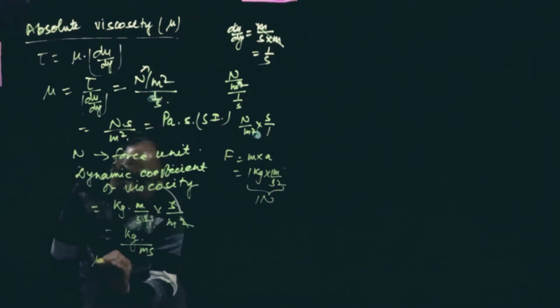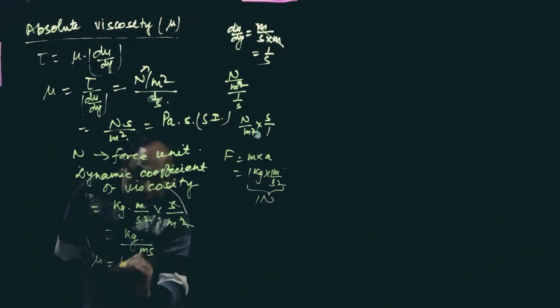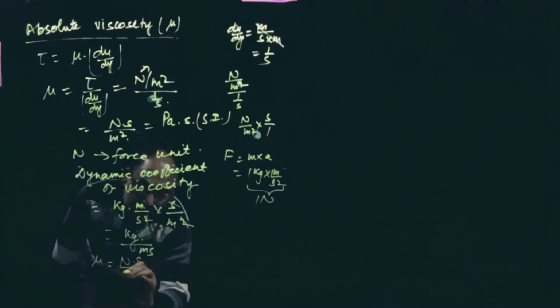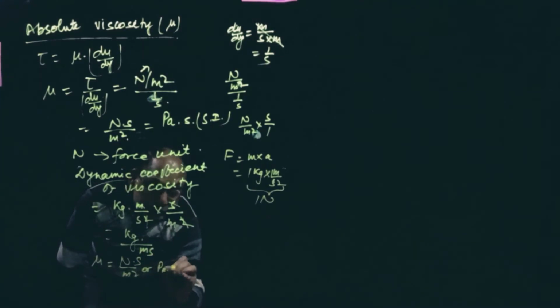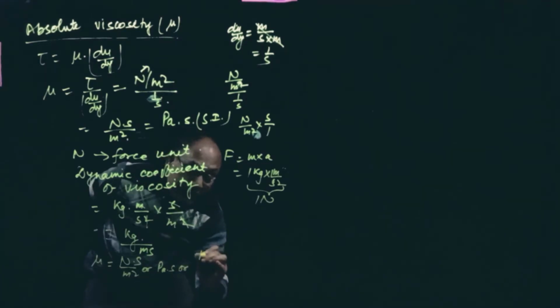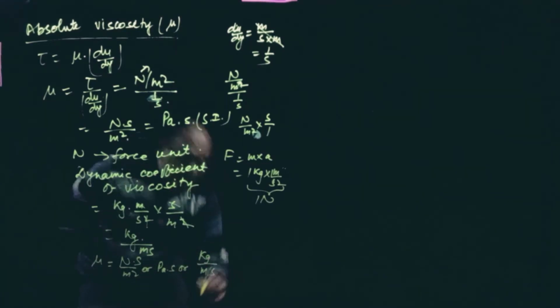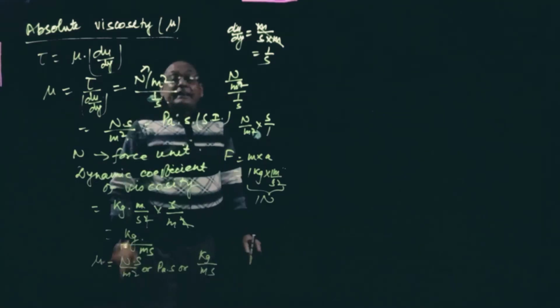So what are the units of mu? The unit of mu is Newton second per meter square or Pascal second, which is easy to remember, or we can call it kg per meter per second also. All are one and the same.